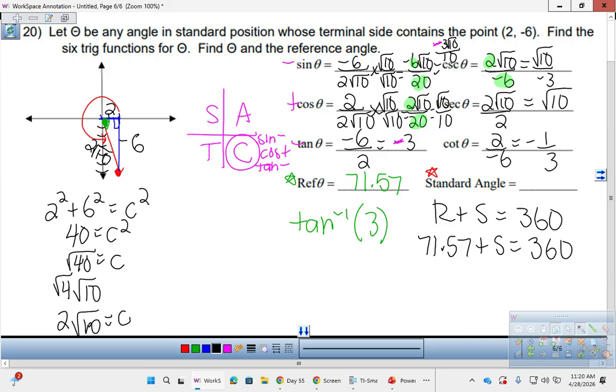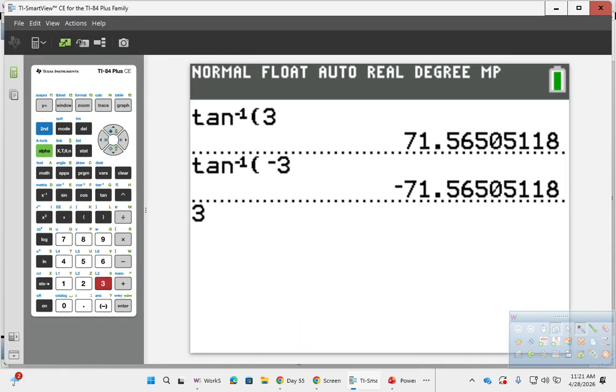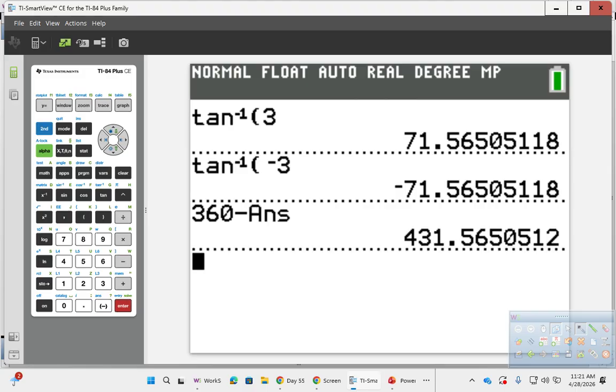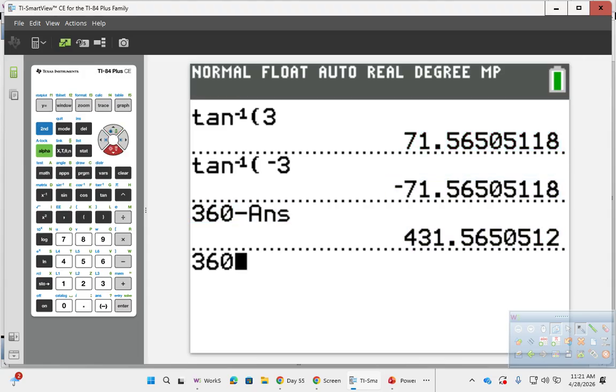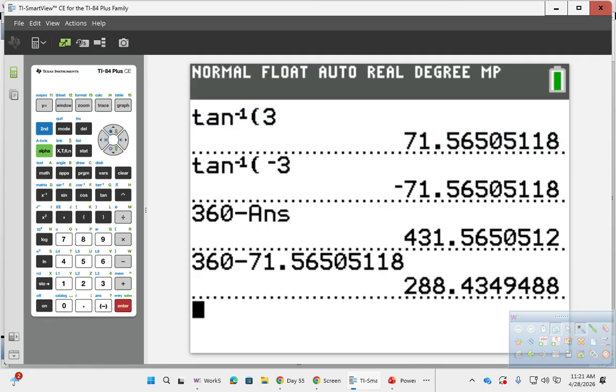So I would just subtract 71.57 from 360. That's not right. Oh, I did the one before it. I just did the wrong minus. Alright, so 288.43.